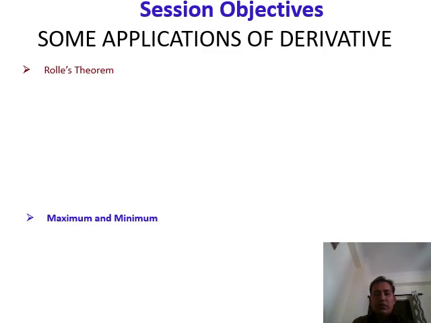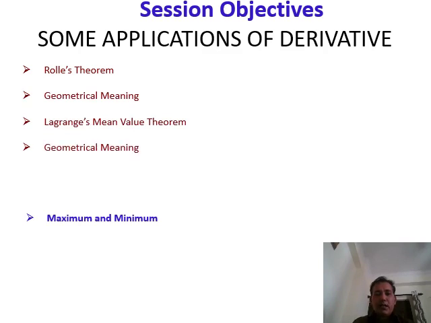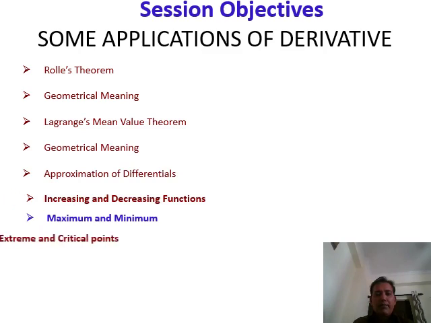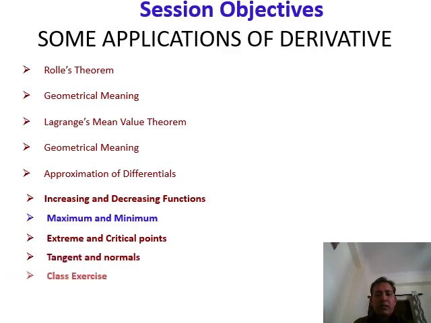Mean value theorems. Number one is Rolle's theorem, its geometrical meaning, Lagrange's mean value theorem, its geometrical meaning, approximation of differentials, increasing and decreasing function, maximum and minimum, extreme and critical points, tangent and normals, and class exercise.